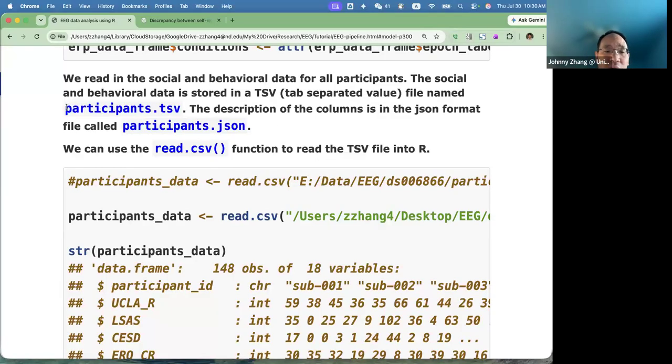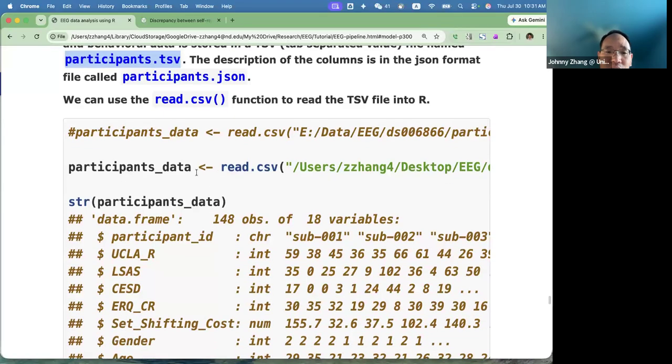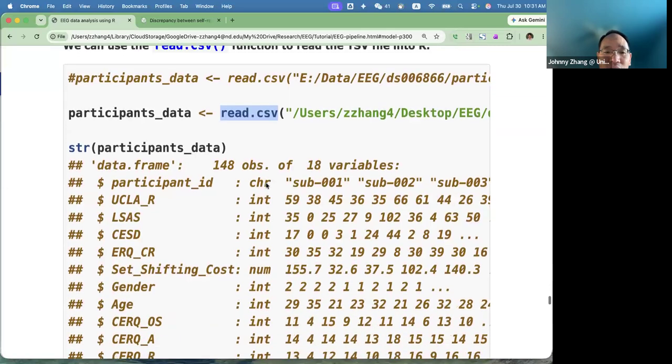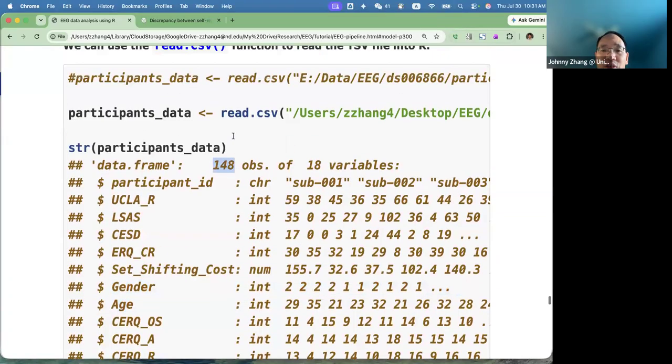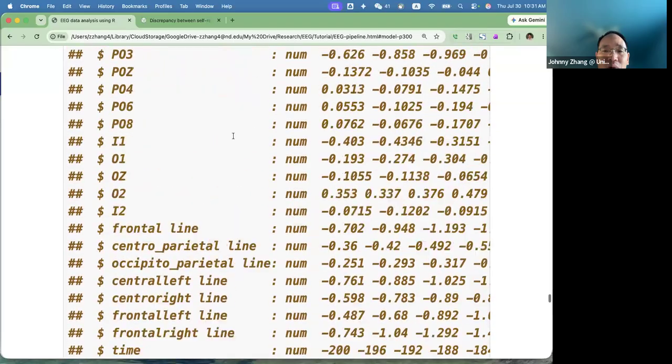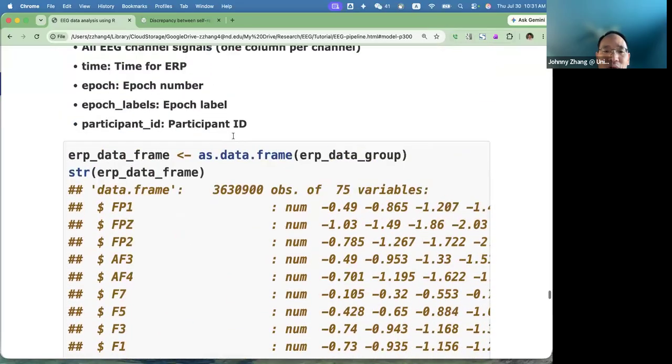Now, how do we combine the behavior data? As we know, the behavior data are saved in this file for each individual participant. So we can read the data into R. I use read CSV to read this TSV file. Now I have participant ID, I have measures on each variable, and I also have gender and age information. This only has 148 observations, but previously we know we have data here.